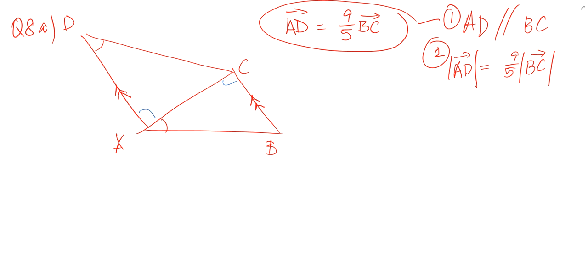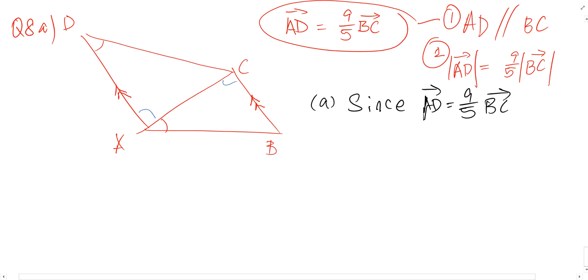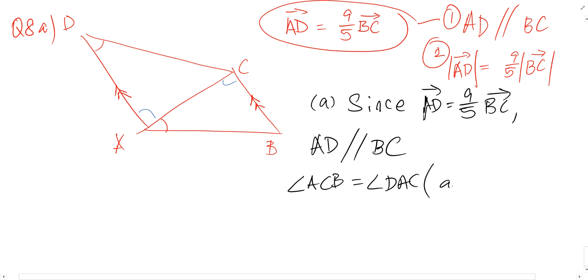So for part A, angle DA, okay. Because they didn't explicitly tell you that the lines are parallel, you need to show them that I know the lines are parallel. So we say that since AD is equal to 9/5 of BC, then AD parallel BC. You must state this first. I'll give you 1 mark. Now, since they are parallel, then I can conclude that angle ACB is actually equal to angle DAC. Alternate angles, parallel lines. Then this gives you the full marks.